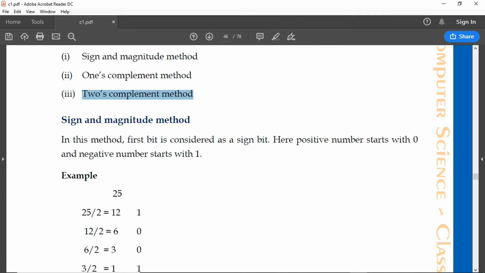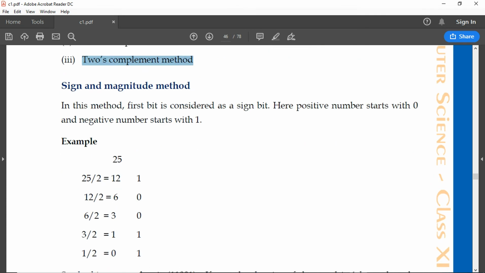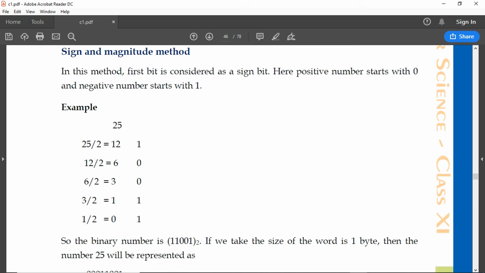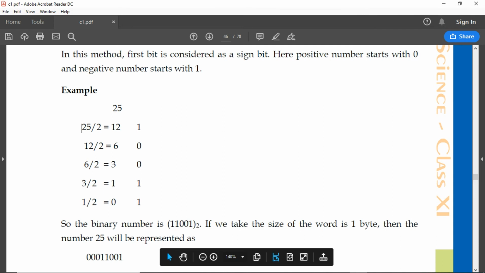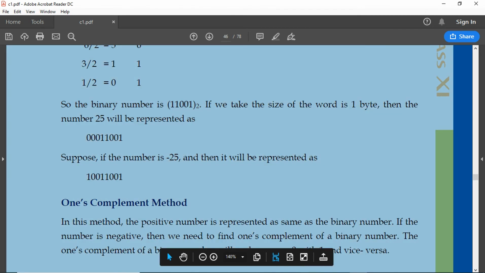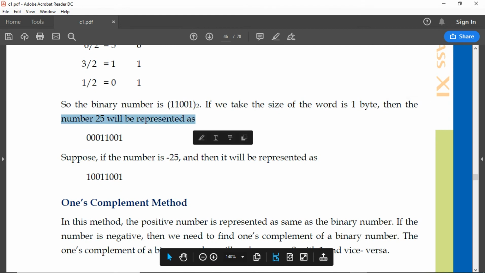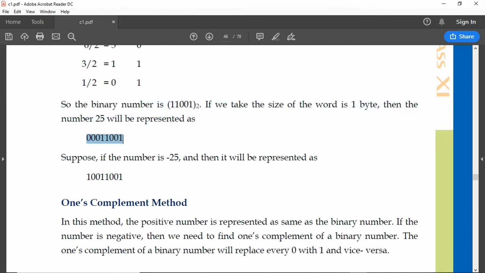Sign and magnitude method. In this method, the first bit is considered as a sign bit. Here a positive number starts with 0 and a negative number starts with 1. Example. 25. 25 divided by 2 equals 12 remainder 1. 12 divided by 2 equals 6 remainder 0. 6 divided by 2 equals 3 remainder 0. 3 divided by 2 equals 1 remainder 1. 1 divided by 2 equals 0 remainder 1. So the binary number is 11001, base 2. If we take the size of the word as 1 byte, then the number 25 will be represented as 00011001.